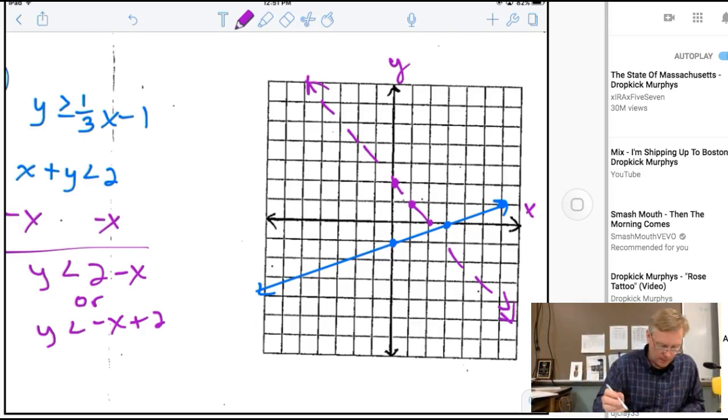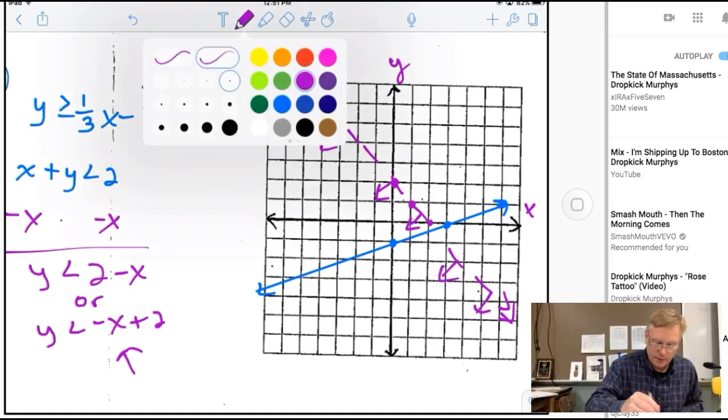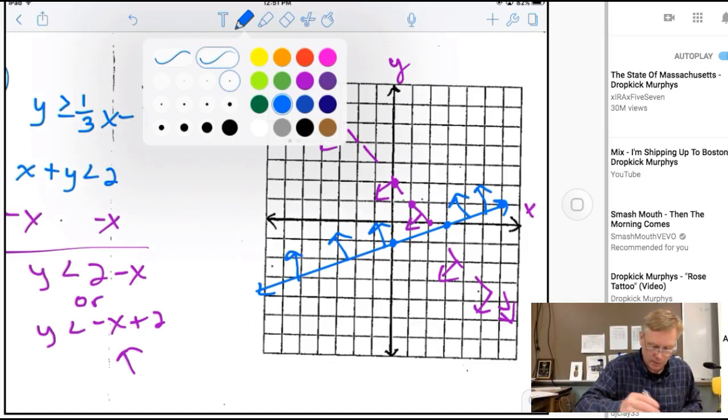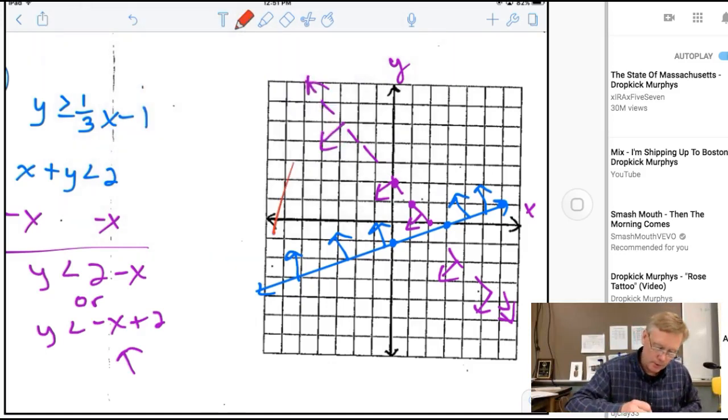Okay, and let's see, my shading. All right, now let's do the shading. Purple line, this one here. Y is less than, that'll be shading below the line. The other one is, sorry, Y is greater than, which means the blue line I'm going to shade above it. Which means the solution area is where the arrows are pointing at each other, which is right in that region right there. Okay, and that's the solution.